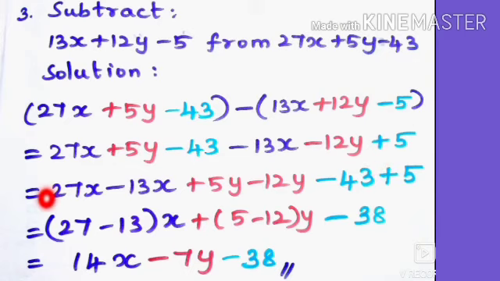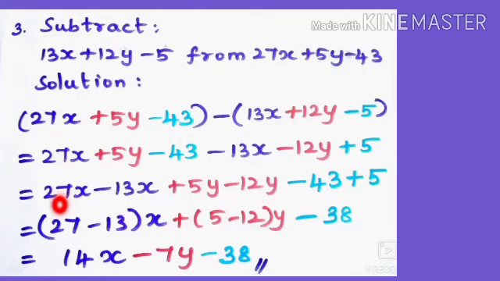And here in the next step, we are going to arrange the like terms separately in an algebraic expression. So, 12x and minus 13x are like terms in x. 5y and minus 12y are like terms in y. And minus 43 and plus 5 are the constant values, which are also like terms. Now, students, we are going to subtract the coefficients of x of like terms alone.